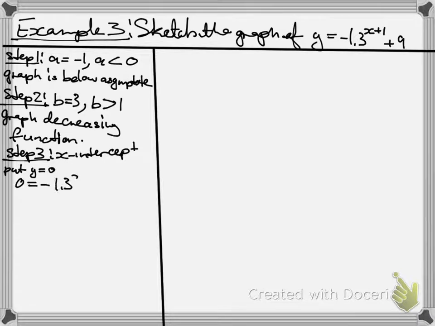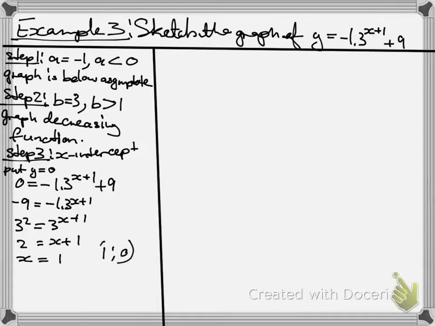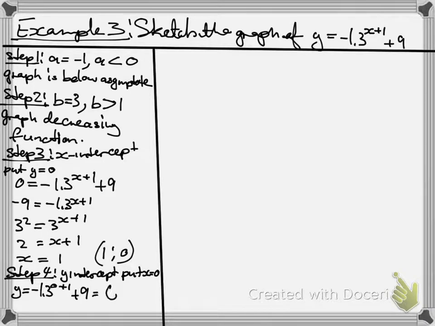In this case we put y equals 0, and then we solve for x, which is going to be 1 again. So the x-intercept is 1, 0. And then for our y-intercept, we put x equals 0, and our y will be equal to positive 6. So our y-intercept is 0, 6.